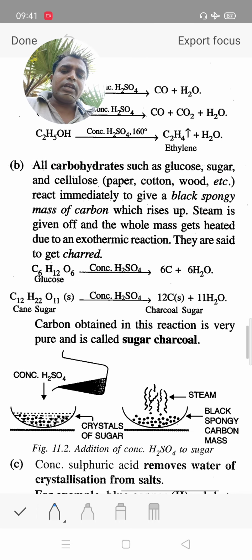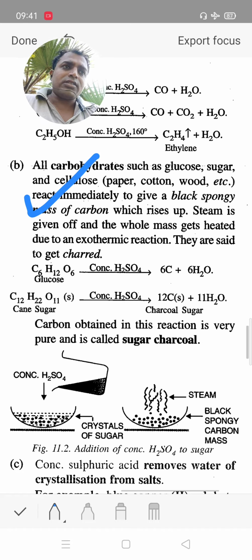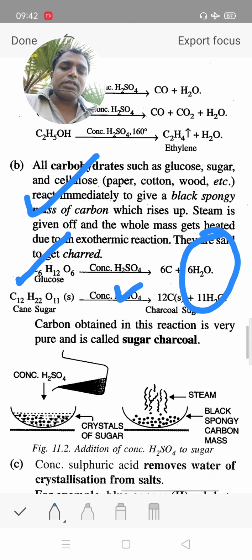Sulfuric acid reacts with all carbohydrates like glucose, sugar, cellulose, cotton, paper, wood. When glucose reacts with sulfuric acid, it gives a black spongy mass of carbon. When carbohydrates react with sulfuric acid, they give a black spongy mass of carbon. Now, when glucose reacts with sulfuric acid, it gives 6 times water molecules and 6 times carbon.